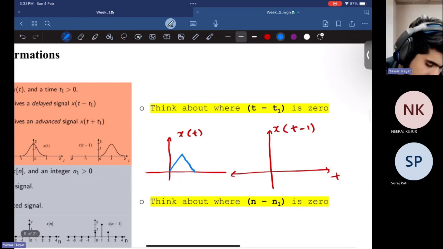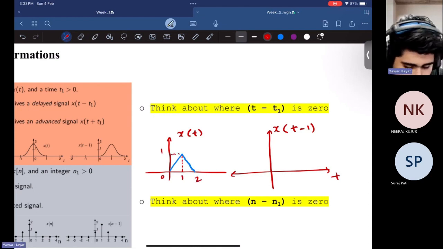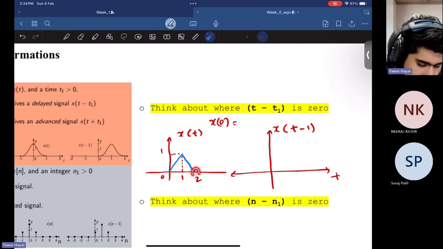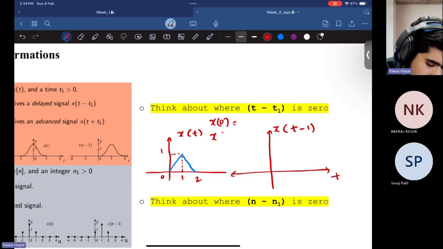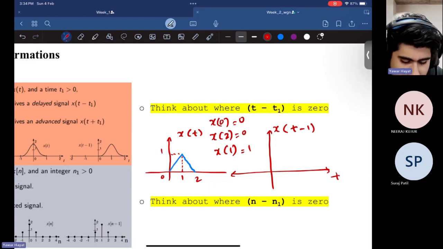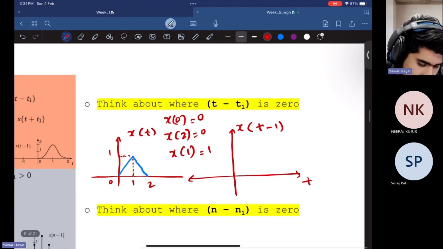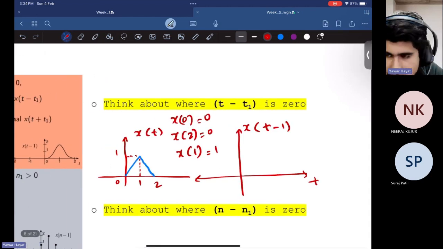So what you are saying is, see, we had, suppose this was 0, this was 1, 2, and this was 1, right? Now, x of t minus 1. So we know the signal is 0 at t equal to 0, right? 0 at t equal to 0 and it's 0 at t equal to 2. So this is our signal. No matter the time shift, the function would still have the same value corresponding to that argument.